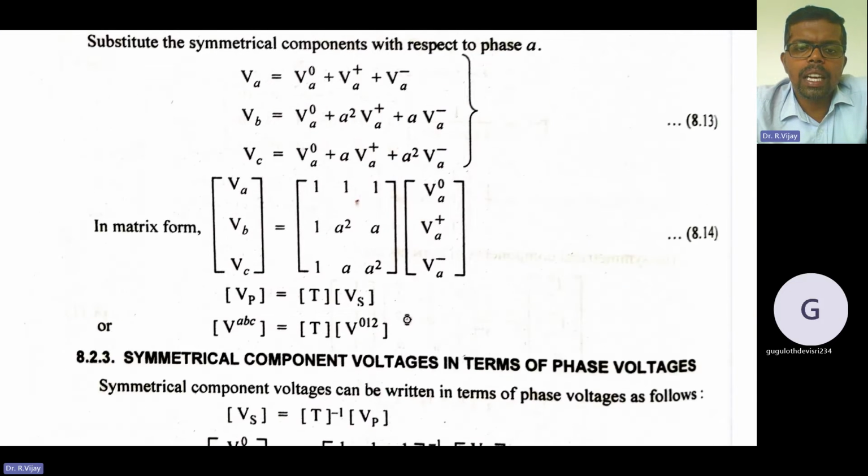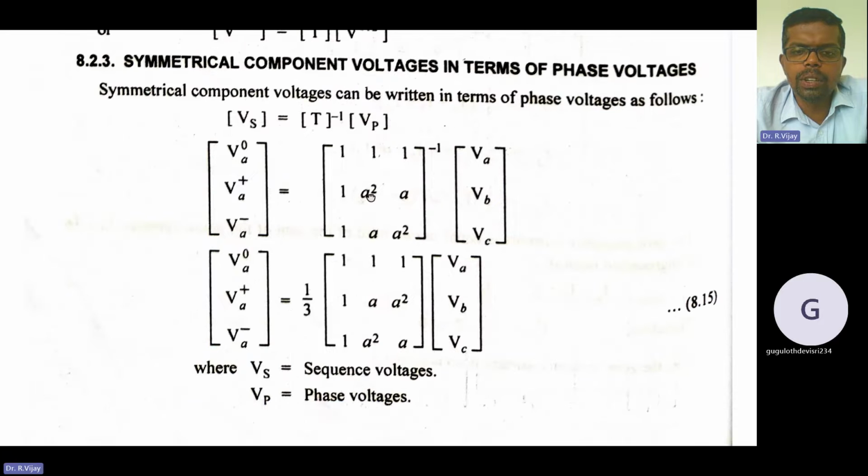After taking the inverse, you will get the matrix as 1 by 3 into [1, 1, 1; 1, a, a squared; 1, a squared, a]. Compared to this, only this part will be changed. That is, a squared and a are interchanged: a to here and a squared here, and a squared to here and a here. This you need to remember, but you need to derive it, take the inverse and check. For checking, you can remember it like this.